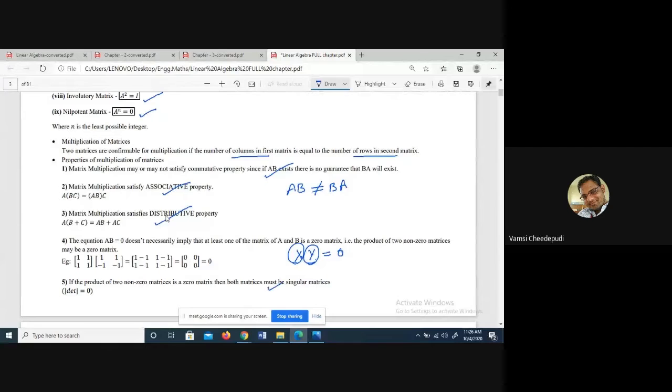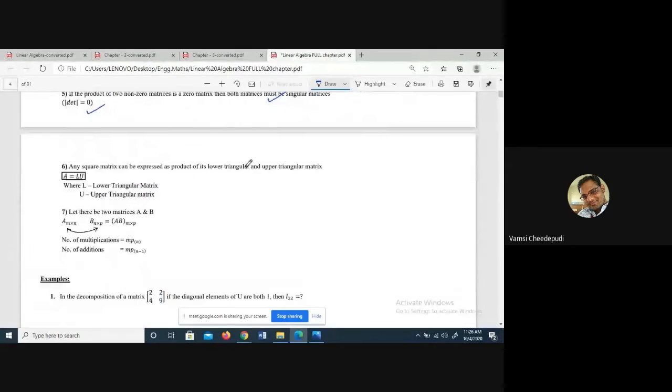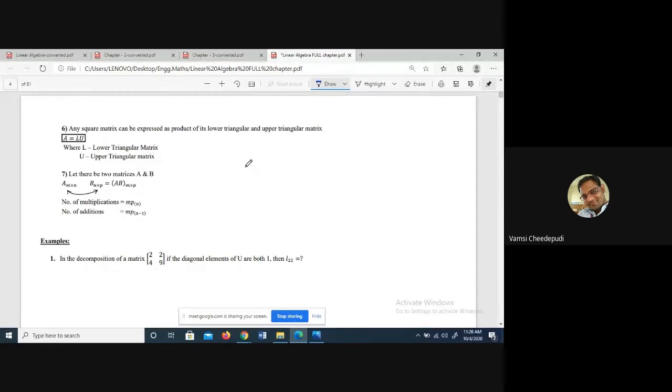Sir, what is meant by singular matrix? The determinant is equal to 0. AD minus BC is equal to 0. Okay. Now, in matrix decomposition, the given square matrix can be decomposed as a product of lower triangular and upper triangular matrix. A is equal to L into U.